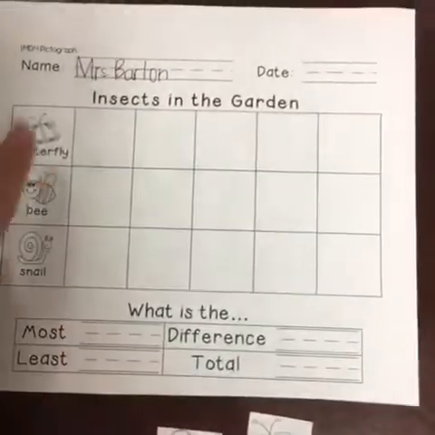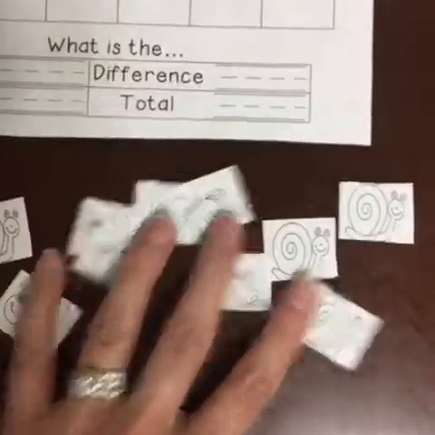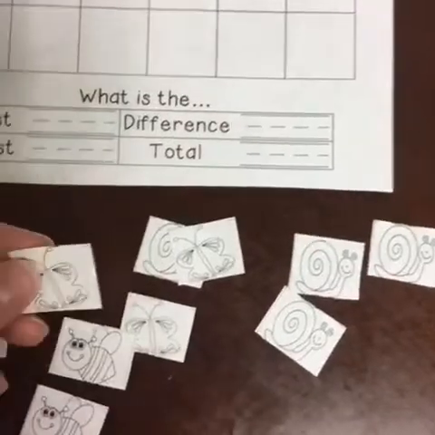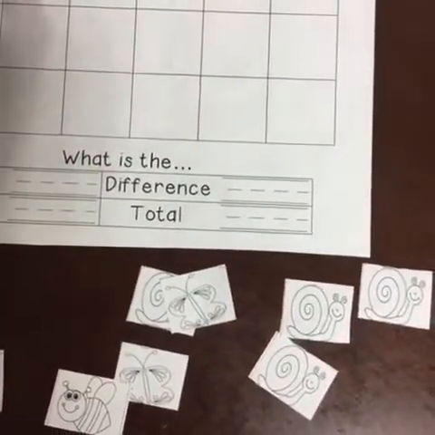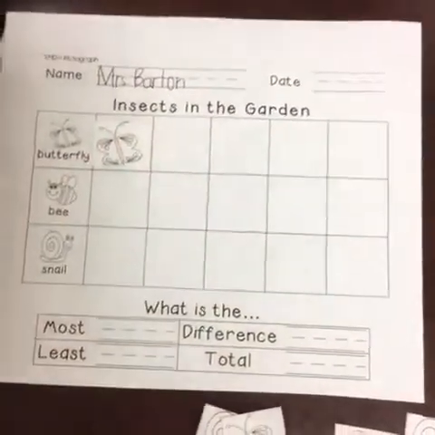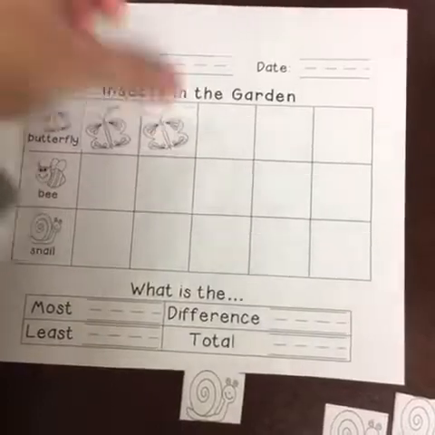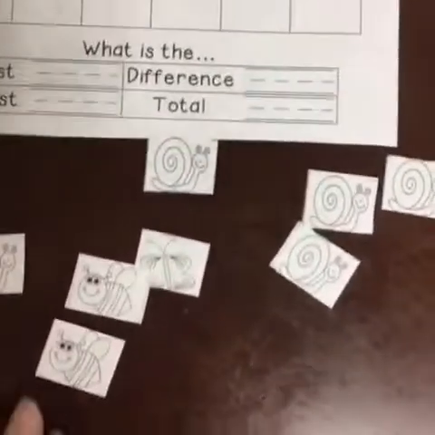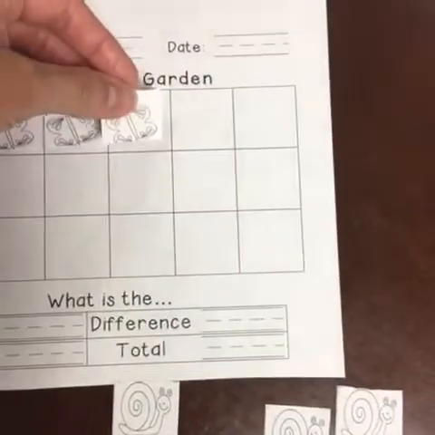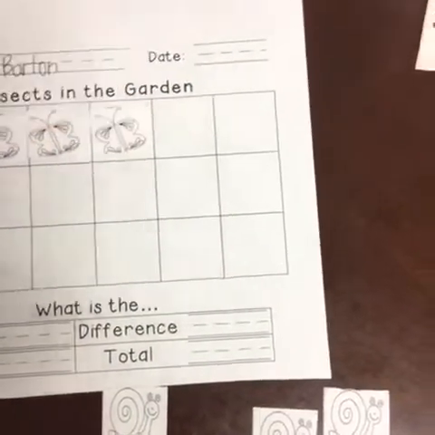I'm going to look at my cutout pictures and look for my butterflies. Well, here's one. I'm going to glue it down in the very first square, okay? Then I'm going to go to my next one and glue it down. Let's see, do I have any more? Oh, I have one more. So I'm going to come back up here and glue it down, okay?